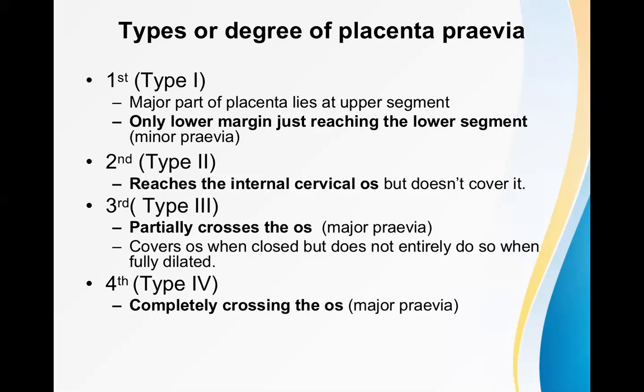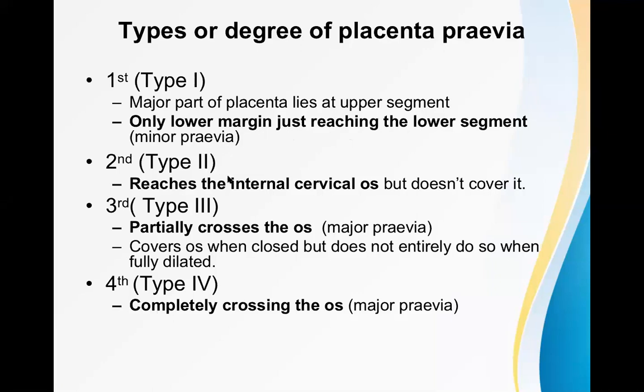Type 1 is a major part of the placenta lies at the upper segment, and only a lower margin of that placenta is just reaching the lower segment. It is not touching or not very near to the internal os. It is just reaching the lower uterine segment. So this is known as minor type of placenta previa, so less dangerous to the pregnant woman.